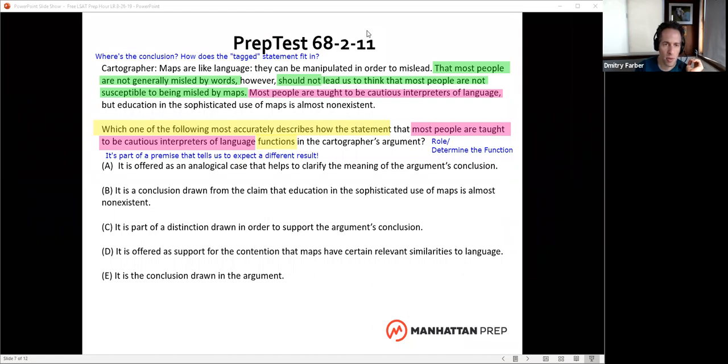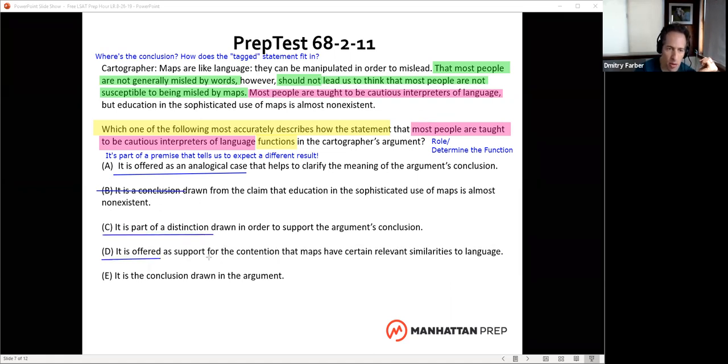Seems some good results. So one thing to watch out for: it can be really helpful to make a first pass through and get rid of the cases I like the least, and then narrow down. So if I look along, it is offered as an analogical case. I don't know what that is. It is a conclusion? No, it's not a conclusion. We already know where the conclusion is. It's part of a distinction, maybe. It is offered as support, maybe. It is the conclusion. So to me, the first ones I would get rid of would be B and E, because it isn't a or the conclusion. It's just supporting their conclusion.